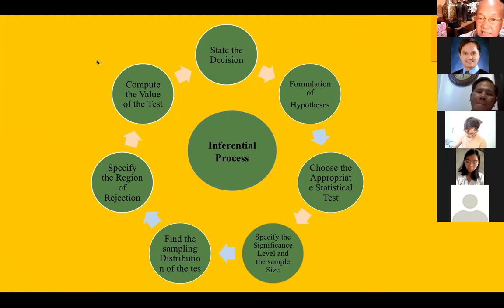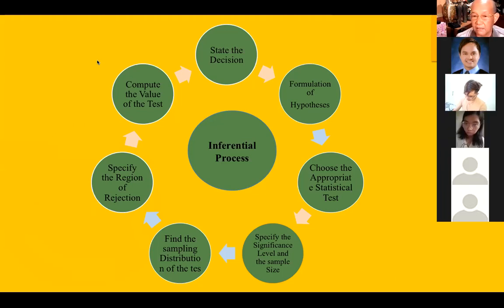Okay, the next step, or step number 4, has something to do with finding the sampling distribution of the test. The sampling distribution refers to the appropriate formula that has to be used. What do I mean? For example, when we talk about correlation analysis, there are about 10 correlation procedures. So when you say you are going to use a correlation analysis, what specific formula will be used?